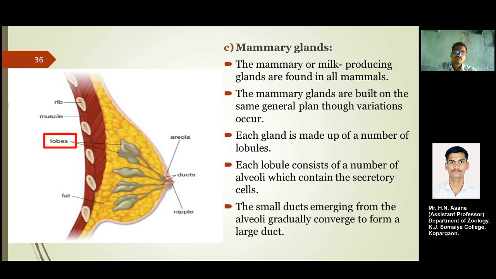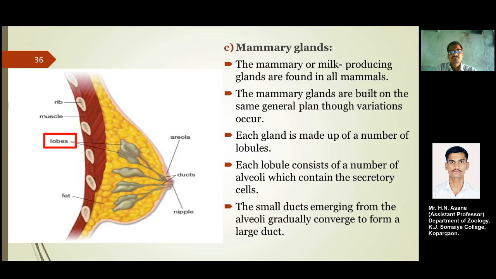The third main gland is the mammary gland. The mammary glands, or milk producing glands, are found in all mammals. They are built on the same general plan though variation occurs. They are present in the male as well as the female, but in the male the mammary glands are not well developed.